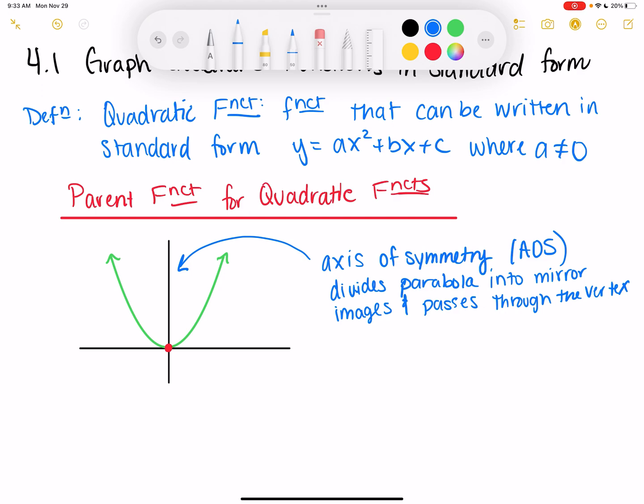Okay, the red dot that I drew on here, obviously you wouldn't normally put that. I'm just doing it for emphasis right now. It is the lowest or highest point on a parabola, and that is a vertex. If we had a parabola flipped upside down, it would be the highest.